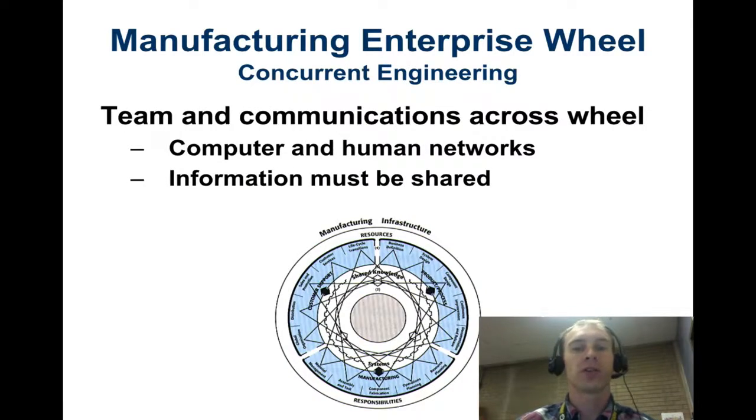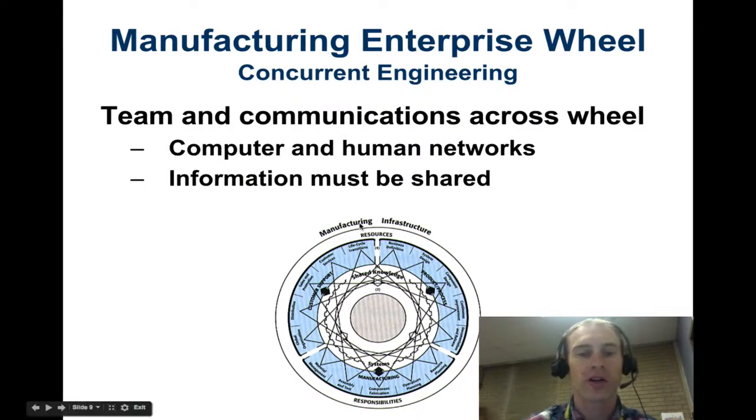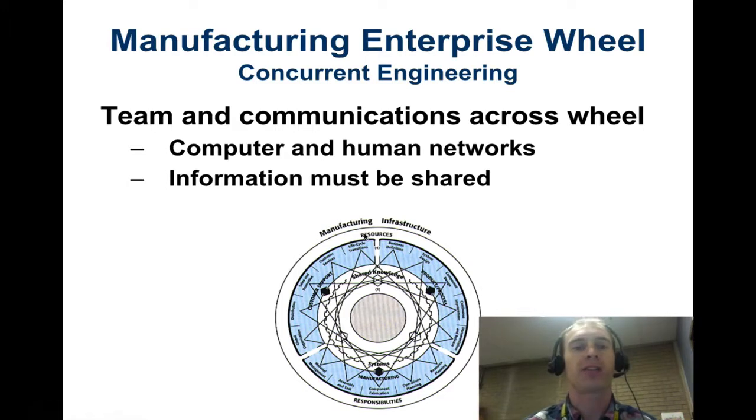Then we go into teams and communications across the wheel. Every part of your enterprise, of your manufacturing enterprise, needs to be able to communicate with every other part. Maybe it's through team leadership, but in some way. So that if you have a design team and you have a manufacturing team, if they're not communicating well, the design team might not know that we can't build this. We don't have the right tool for that. So you can design it all you want, but we're never going to make it. So they have to be able to communicate with each other.